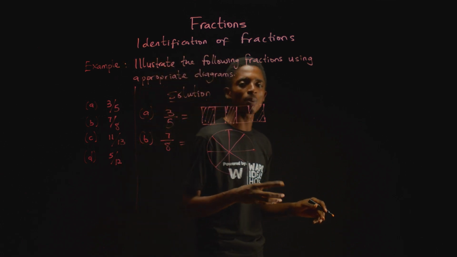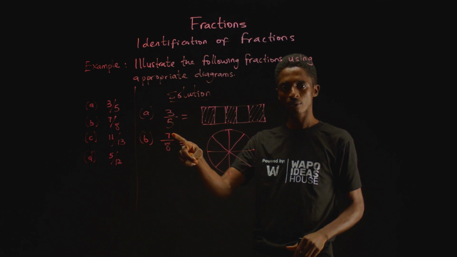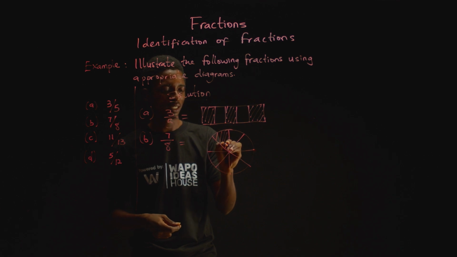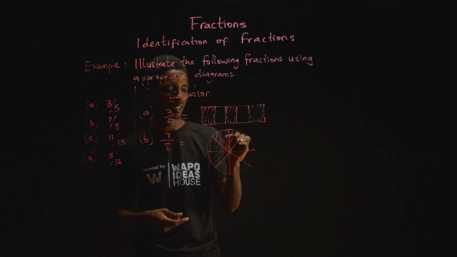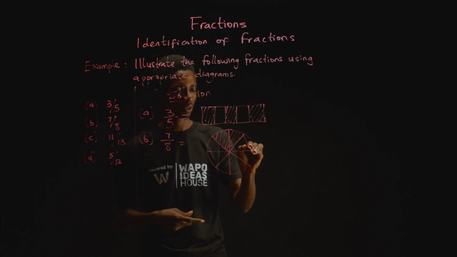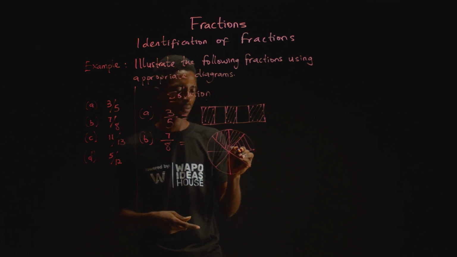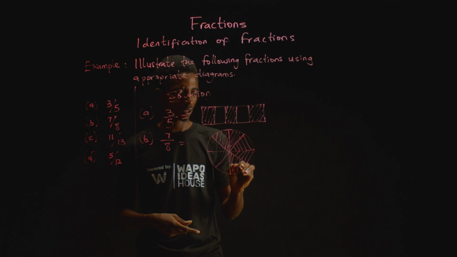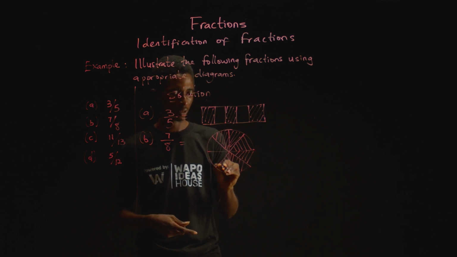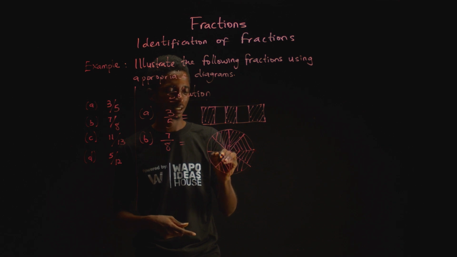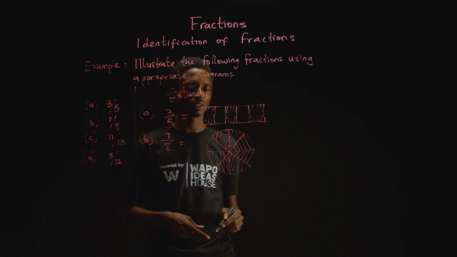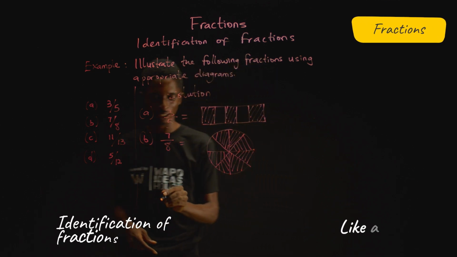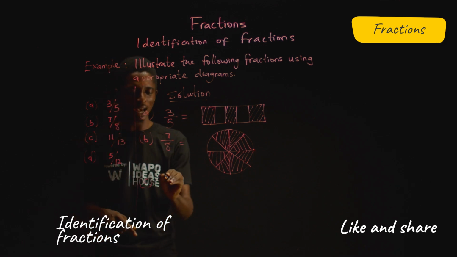Now, of these 8 equal parts, we have to shade how many? 7. So let's shade any 7 we like. So if we shade this, it is now 1 out of 8. Like this, it becomes 2, 3, 4, 5, 6, 7. This therefore represents 7/8.